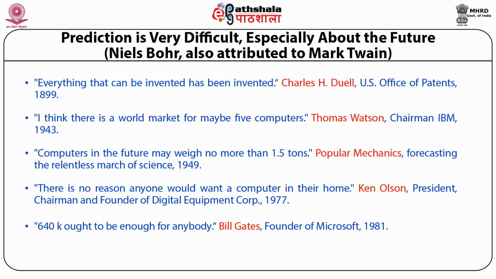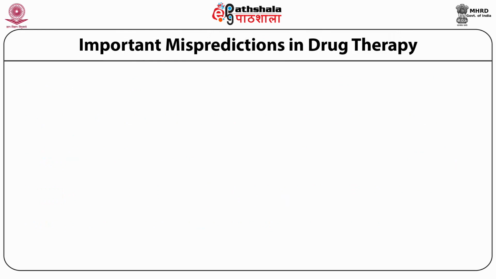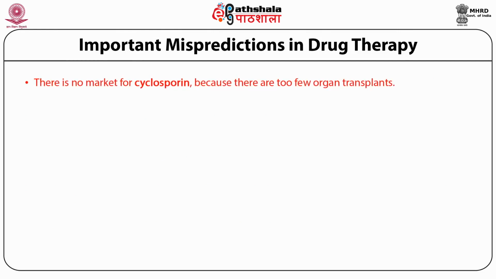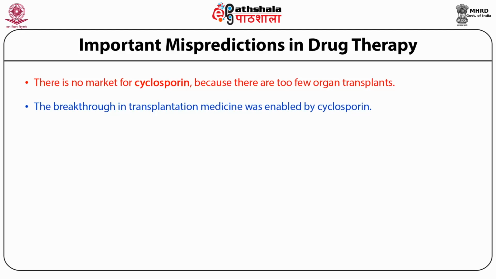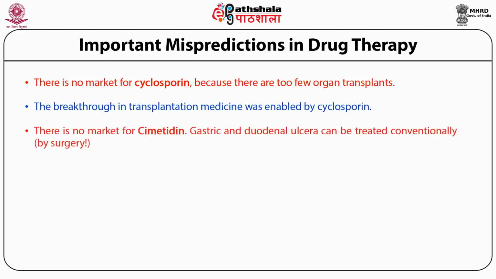And the best one probably we should talk about, Bill Gates said in 1981, from Microsoft, that hardly 640 kilobytes of RAM is necessary, and that should be sufficient. Now predictions by the drug industry have also turned out to be wrong. There was the idea that cyclosporin is just for organ transplantation, there is no market, but that is now a $1 billion market because we need organ transplantation for so many diseases. Breakthrough in medicine is available and that's why it is really wonderful.